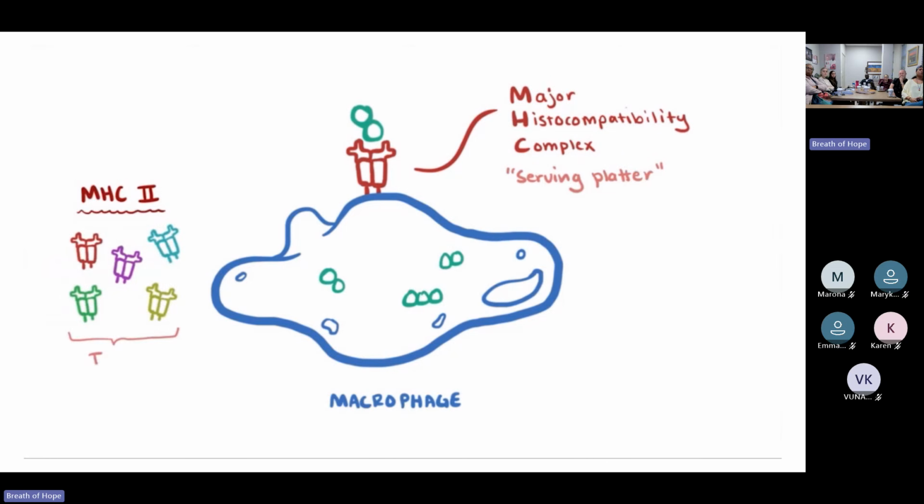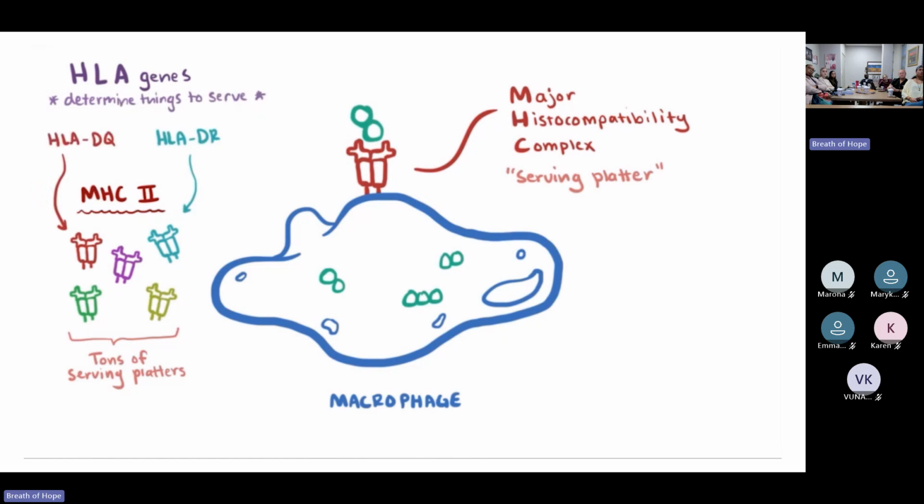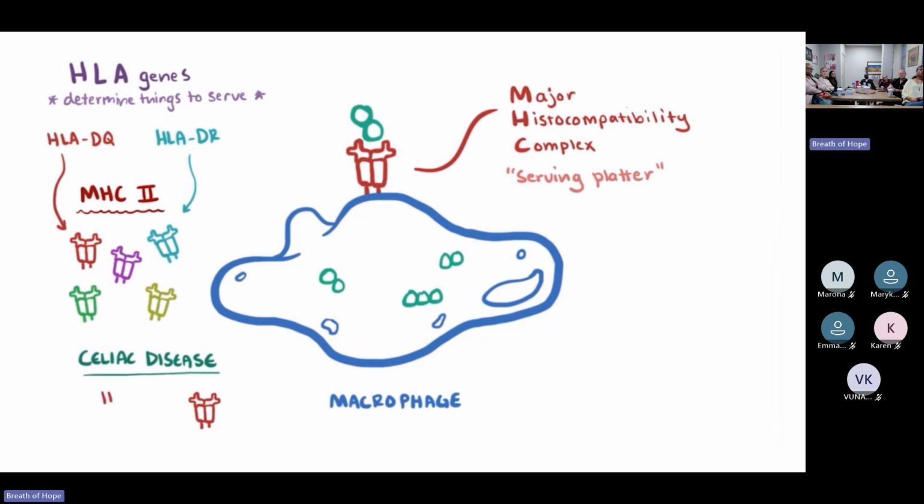Now, there are a ton of different types of MHC class II serving platters, and these serving platters are encoded by genes called human leukocyte antigen genes, or HLA genes. These genes determine what things the MHC class II molecules serve up. So, for example, HLA-DR encodes for an MHC that serves up something different than the one HLA-DQ encodes for. Researchers have noticed that patients with celiac disease typically have specific deamidated gliadin serving platters, such as one called HLA-DQ2 or HLA-DQ8, which is an interesting clue that kind of helps us better understand celiac disease.